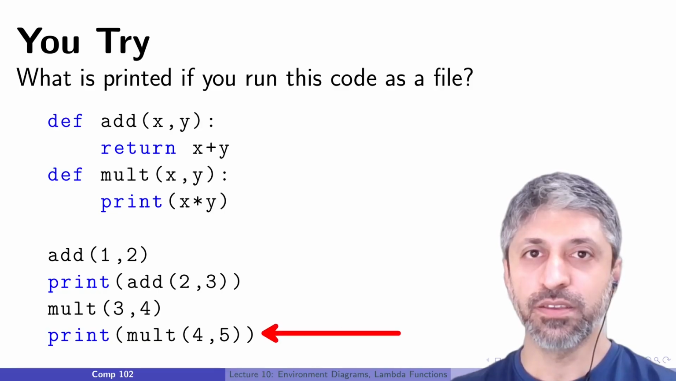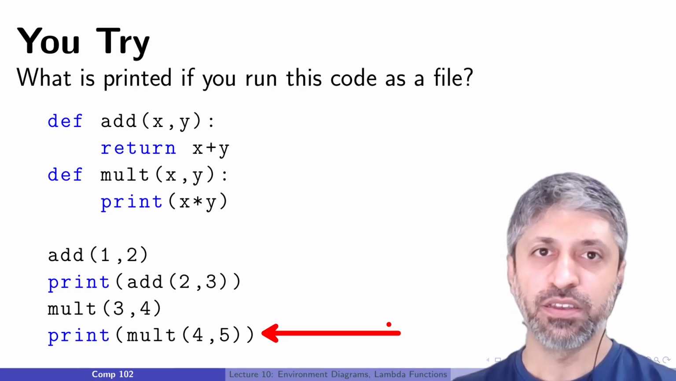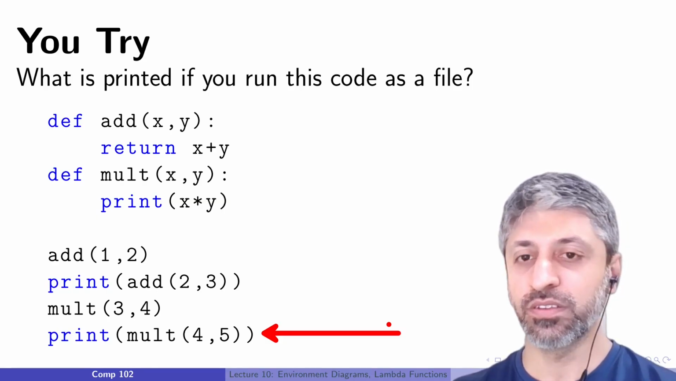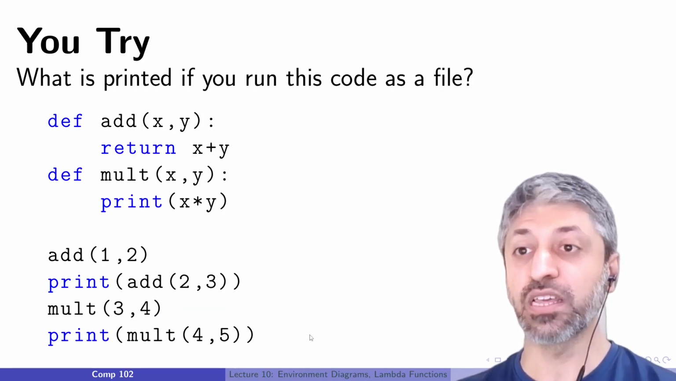And then you have this statement, it's printing the return value of mult. Since mult prints first, and then the print receives None back, you get None on the screen. So it first prints the value of the product, and then it prints the returned None.